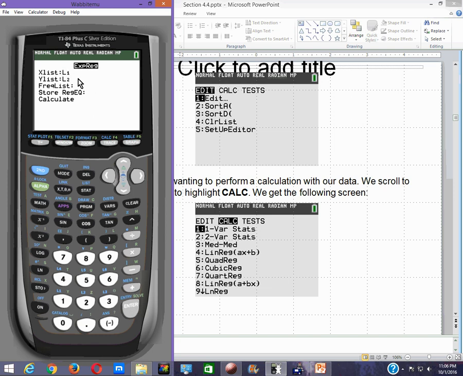Now again, the X list is in L1, the Y list is in L2. The frequency list we don't care about. Now remember, since I'm going to be doing some graphing and calculating with it, let's store this regression equation that we find into Y1. So we're going to do vars, Y vars, press enter, and press enter. Okay, so now it's in Y1.